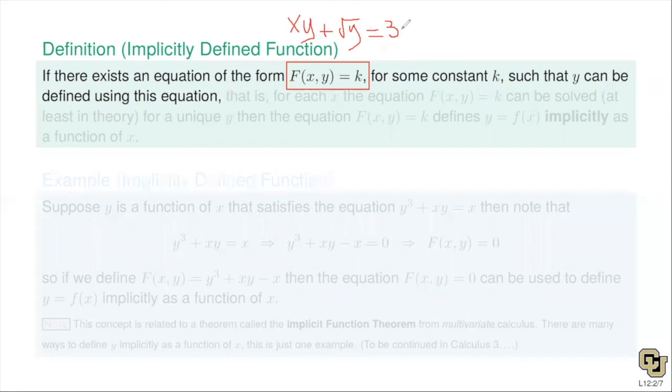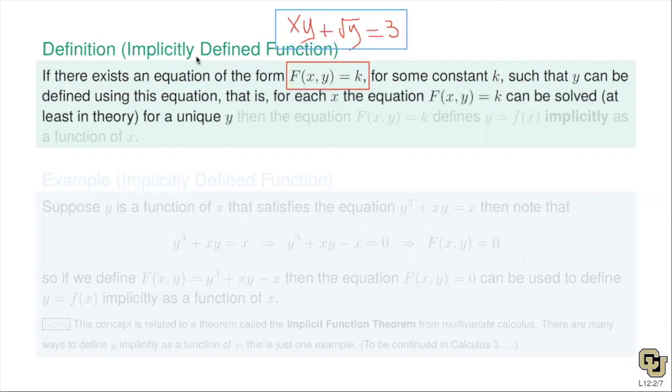So given an equation like this, you see it's not explicit for y, okay? We claim this equation can be used to define a function. We can use this equation to define y as a function of x. How so? In theory, for each x, if you give me an x value, so for example, suppose I say let x be 6, then in theory I can solve this equation, 6y plus root y equal to 3. I can solve this equation for y.